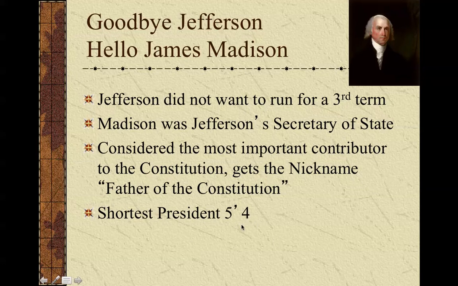Just a little fun fact for you: he's our shortest president ever at 5'4". If you're curious who our tallest president ever is, you're probably going to be right in your guess, because if your guess is Abraham Lincoln, that's true. Abraham Lincoln about 6'5", 6'6". James Madison only about 5'4". So I call him Shorty sometimes, Shorty Madison, because he just wasn't a very big human being, to say the least.